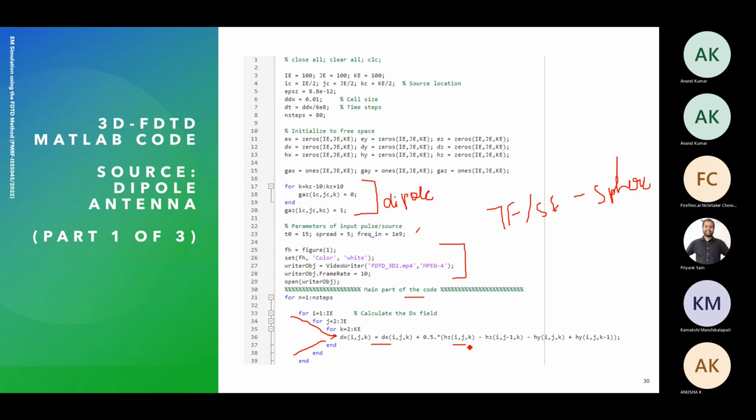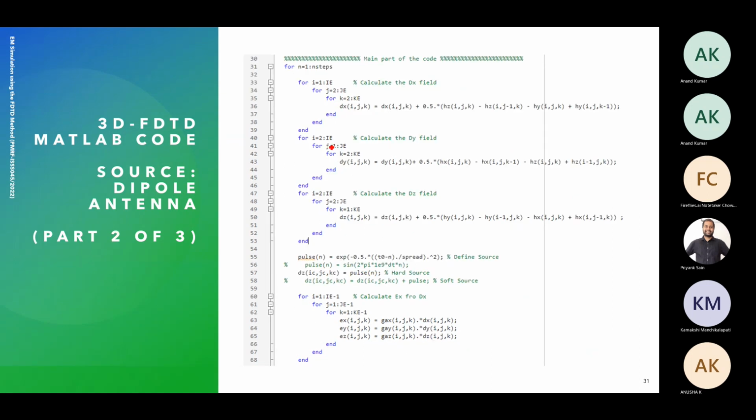So dx is being updated by hz and hy. This we saw just now. Then again for dy we have the update equation, and for dz we have it too. So for all of them you write the nested loops. Then you define the source pulse value and then give it to the dz. So here is the antenna source.